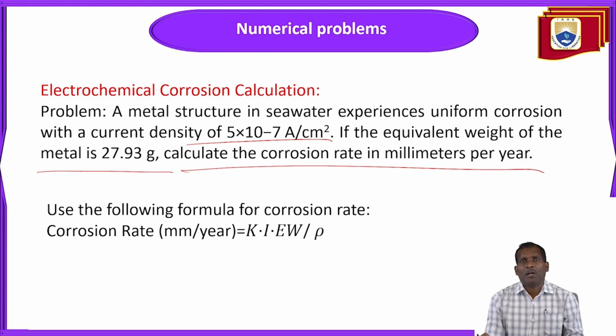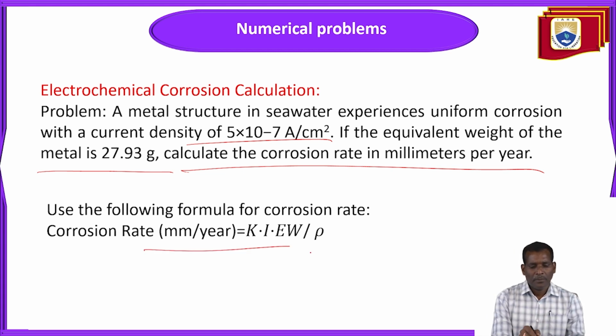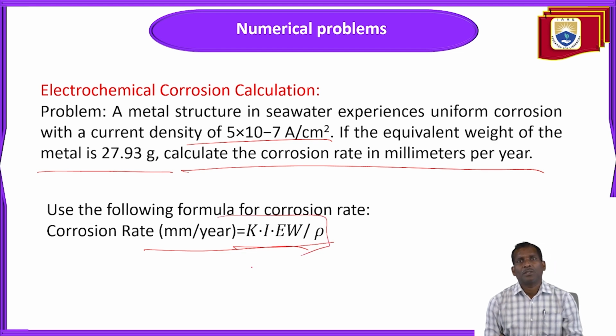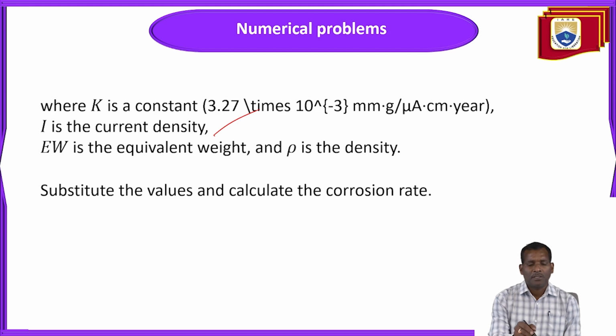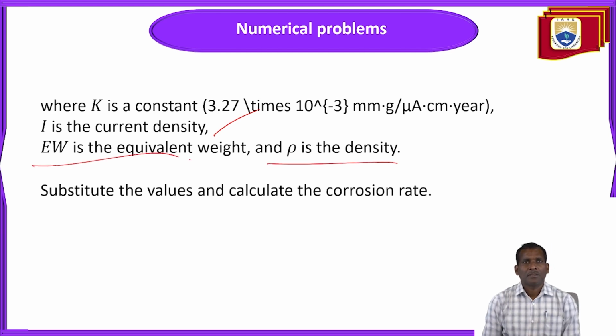So use the following formula for corrosion rate in mm per year, that is K into I into EW upon density, where K is a constant, that is 3.27 into 10 to the power minus 3. I is the current density, EW is the equivalent weight, and rho is the density. Substitute the values and calculate the corrosion rate.